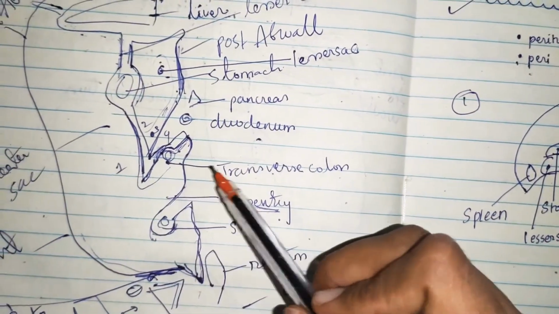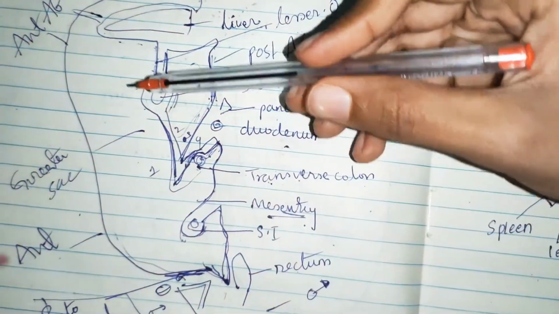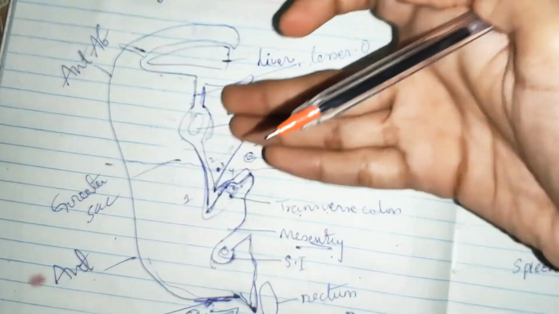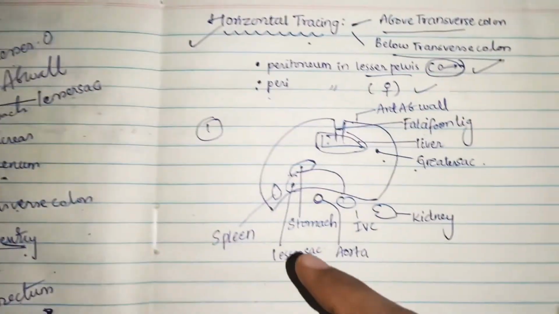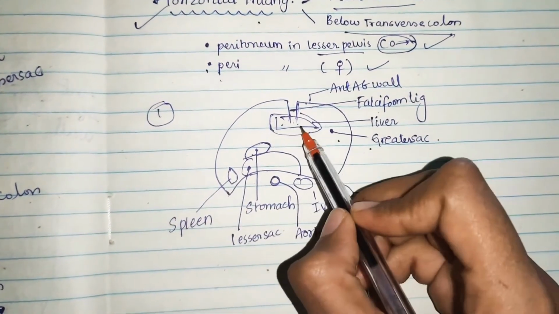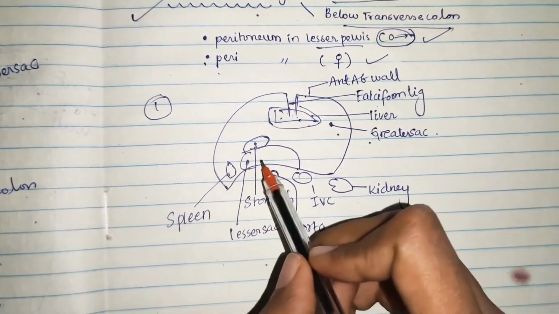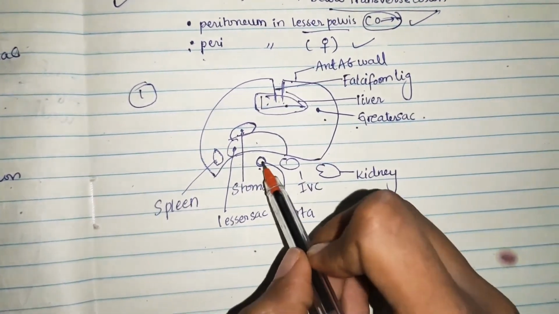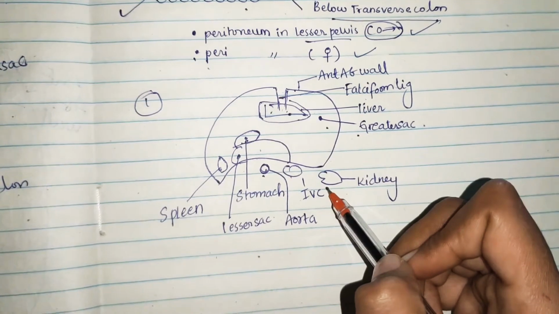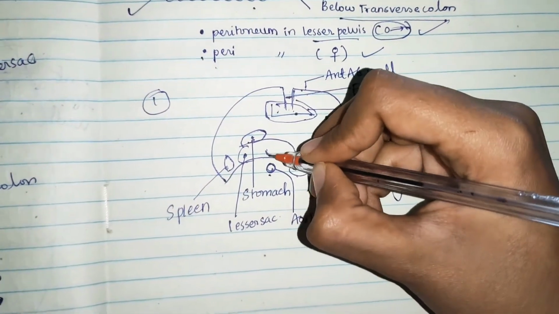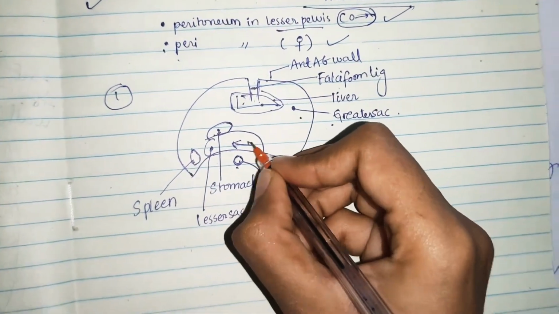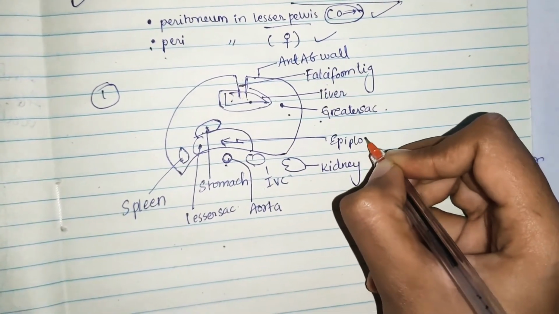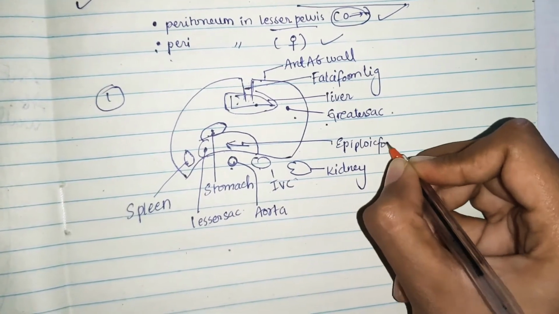So what I'm saying, I understood this is the transverse colon, right? So if you cut like this, let me draw a dotted line. If you cut like this and see in a horizontal section, just turn it this side, that's it. This is how it looks. So liver, stomach, spleen, lesser sac, below you have aorta, IVC, kidney, okay. And here just an arrow which represents the epiploic foramen. So what is epiploic foramen? We'll discuss in another video.